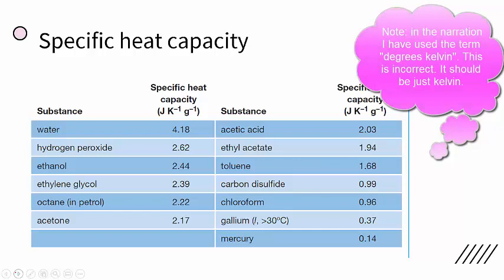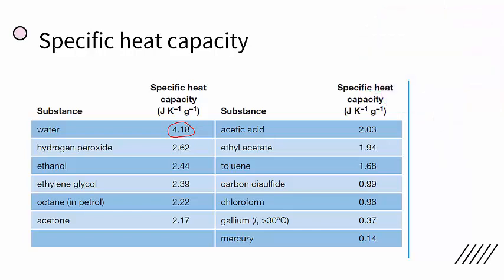Okay, so an example of that would be water. If I've got 1 gram of water and I want to increase its temperature by 1 degree, I have to supply 4.18 joules of energy. Okay, and you can see that by comparison to other substances, water has quite a high specific heat capacity. So it takes a lot of heat to increase the temperature of water.